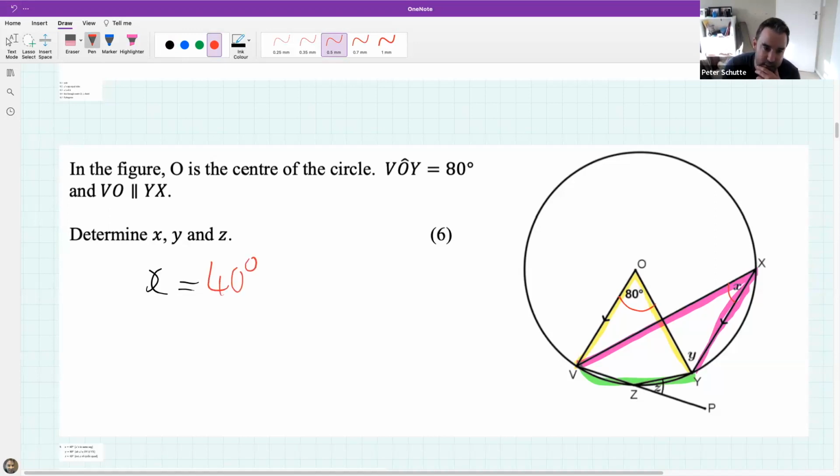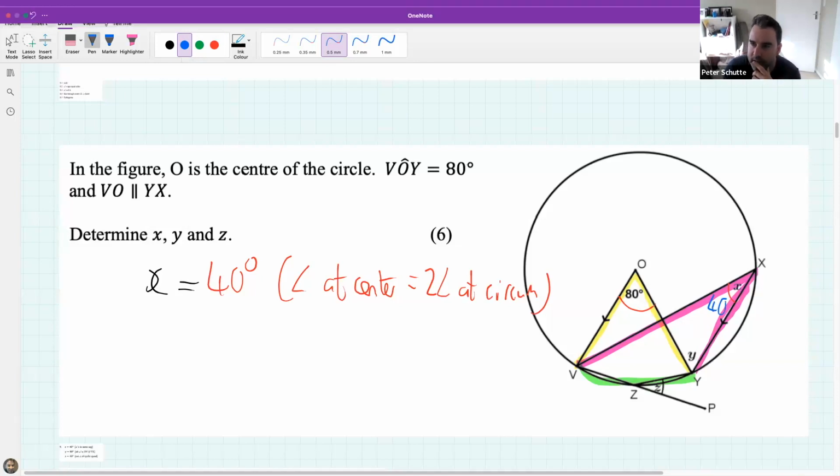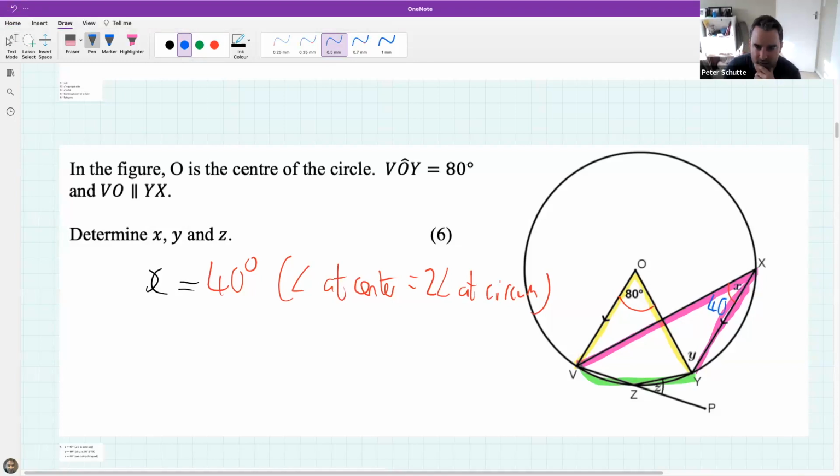X is going to be 40 degrees, and the reason is angle at center is twice angle at circumference. So this is going to be 40 degrees. Let me put this in a darker color. So that is going to be 40 degrees. So watch out for the shape.